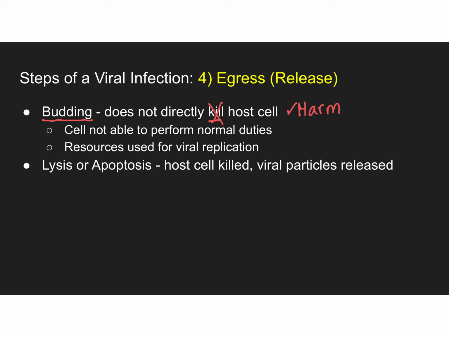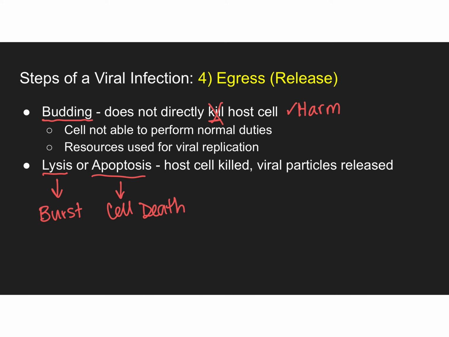Now, another way that a virus can release its newly formed viral particles is through lysis or apoptosis. Lysis means to burst. Apoptosis just means cell death, but kind of the same thing happens. Either way, the cell is going to die, and in doing so, the viral particles are going to be released.